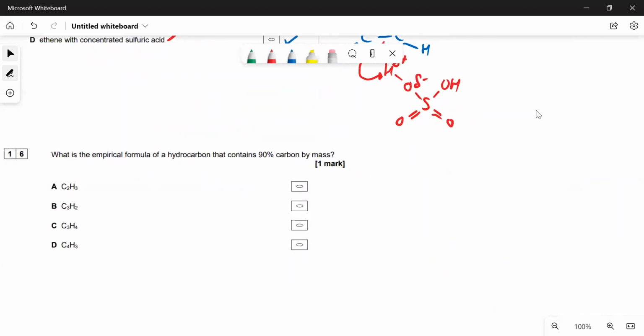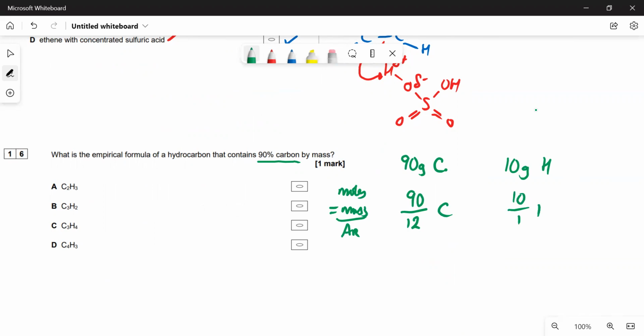Okay, an empirical formula calculation. Now, what I'd say is you have 90% carbon by mass. It's a hydrocarbon, so 10% must be hydrogen. So in 100 grams, we've got 90 grams of carbon and 10 grams of hydrogen. Now we need to work out the moles, which is equal to the mass over the atomic mass, the Ar. So that's going to be 90 over 12, which simplifies to 7.5 moles of carbon, to 10 over 1, 10 moles of hydrogen.